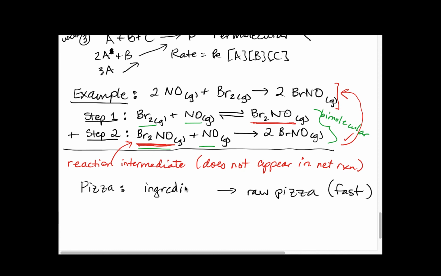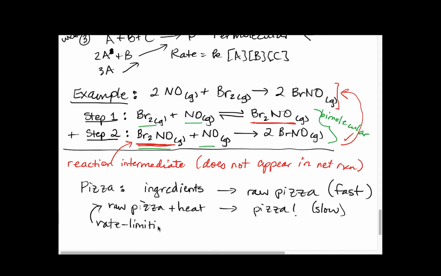Ingredients. So the raw pizza encounters heat, and it turns into, yay, pizza we can eat. Not that we couldn't eat the raw pizza, but we can eat it. Great. This is the slow step. This is my rate limiting step. I can only make pizzas as fast as I can bake them.